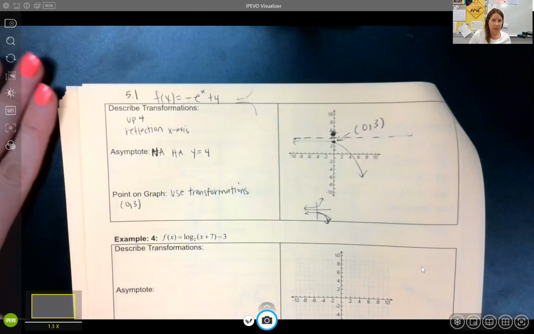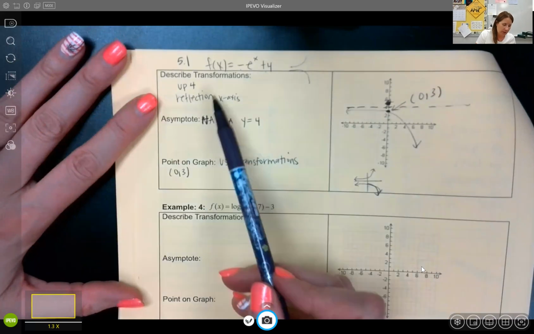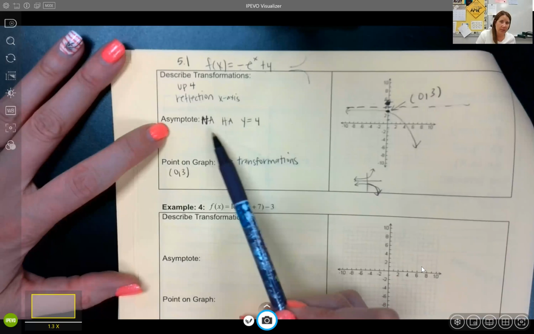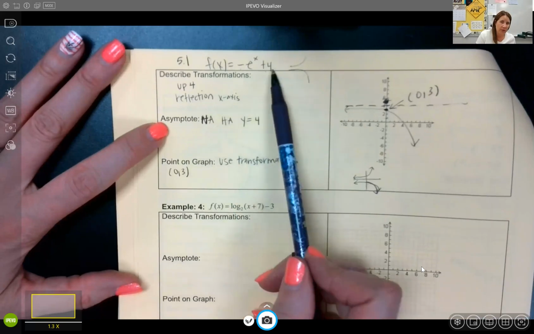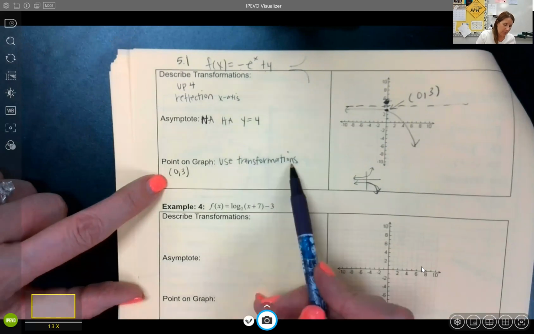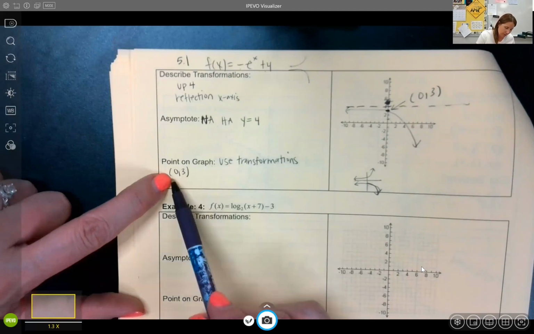Okay, so our transformations were up 4 and reflection across the x-axis. The horizontal asymptote is the same as our k, our vertical shift, so y equals 4. And then using transformations, we got the point on the graph as 0, 3, our point of origin.